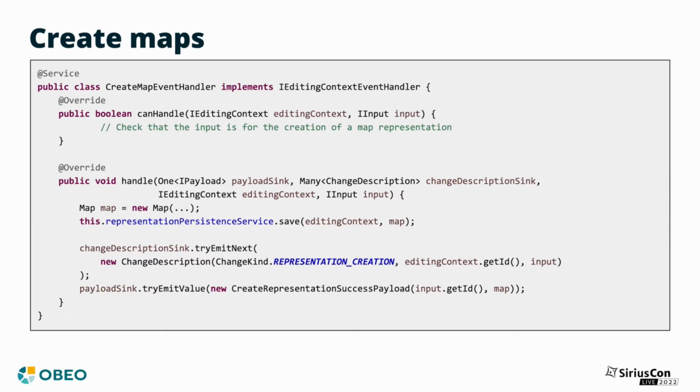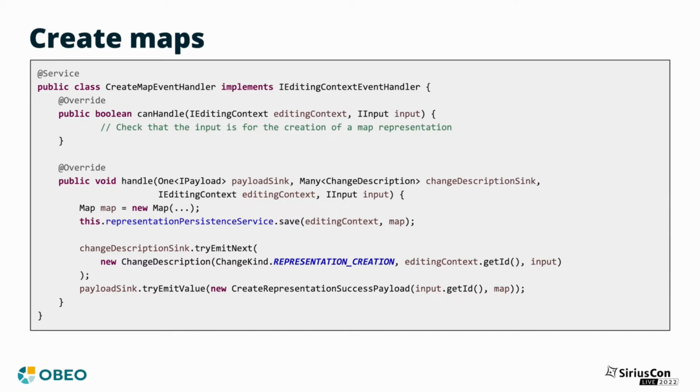Here, the editing context can receive some inputs, which are requests mostly coming from the front end, asking for operations to be performed. And in this event handler, we will first filter with the canHandle method the input to only consider inputs which are asking for the creation of a new map representation. Then we will create our map representation. We could use the semantic data to compute how this map would be created. We need to save it, and we will emit two events.